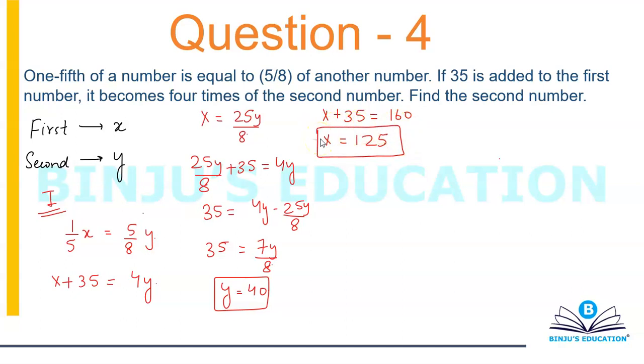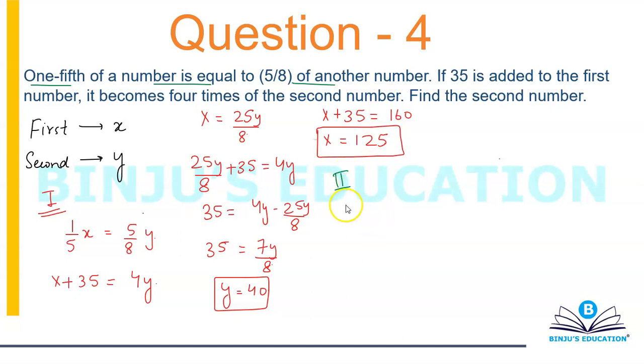Now this is only case number one. The reason is, if you read the first line carefully, it says 1/5 of a number is equal to 5/8 of another number. How do you know that it's 1/5 of the first number only? You do not know that. So we'll have to take case number two.